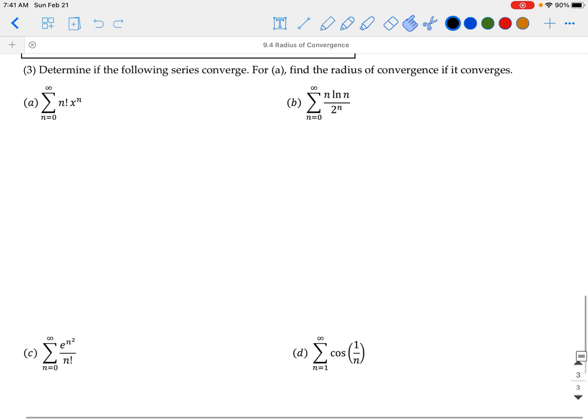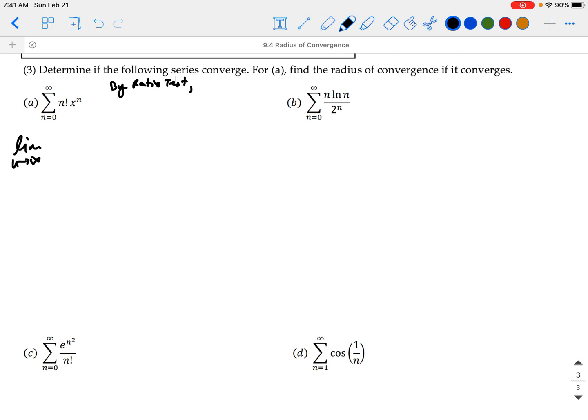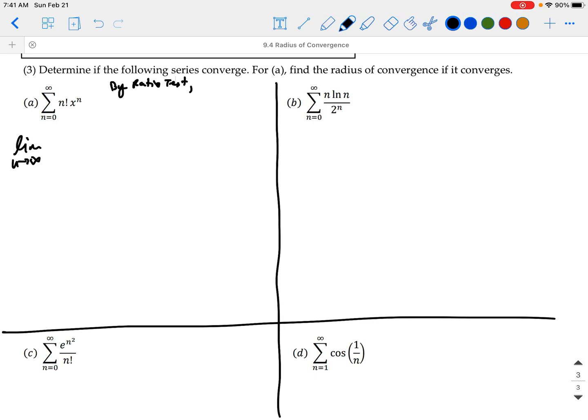So let's go ahead and start with A. We've got this power series n factorial x to the n. So if we apply the ratio test here, by the ratio test, we'll get the limit as n goes to infinity of the n plus 1th term over the nth term. So that's going to be n plus 1 factorial x to the n plus 1 over n factorial x to the n. So let's go ahead and see what that gives us.